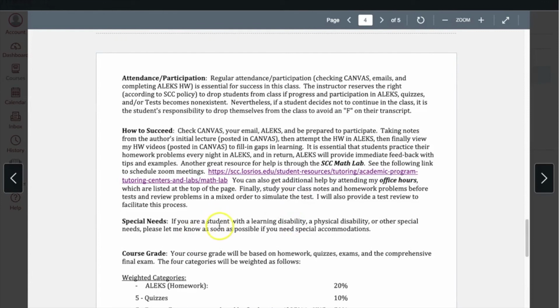If you're a student that has any special needs or learning disabilities, physical disabilities, please let me know as soon as possible so we can make those accommodations.